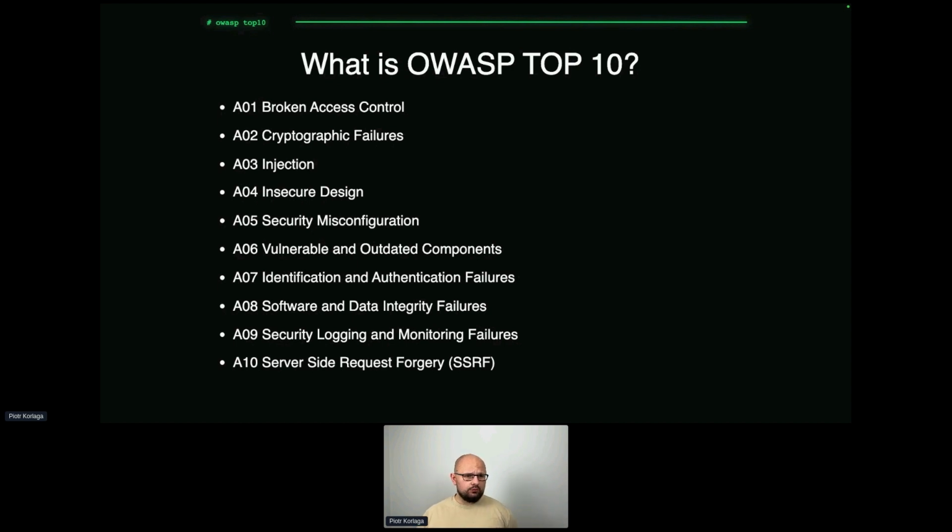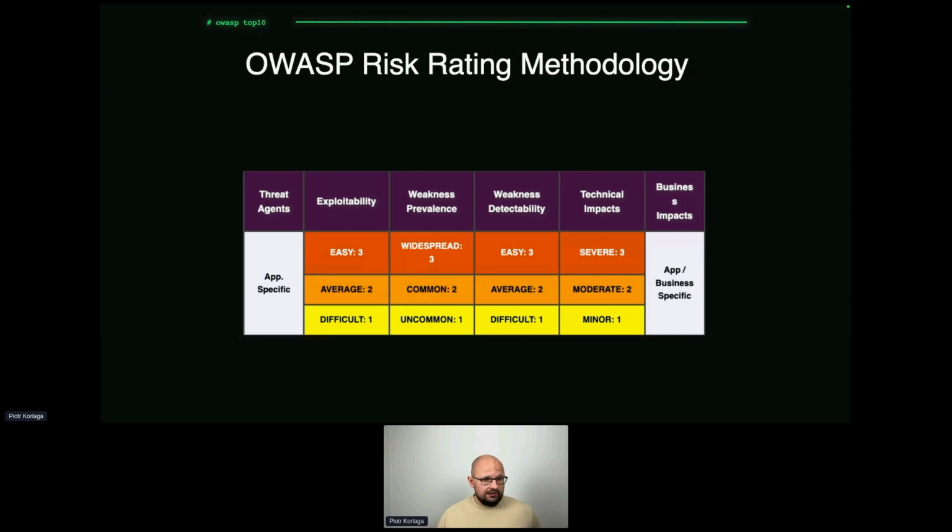And how does OWASP decide what is the most important thing and what is the least important thing? They have their own ways. As you see, they have a rating methodology, and they take into account technical impacts, exploitability, weakness prevalence, and so on. However, I'm not going to focus on methodology today.